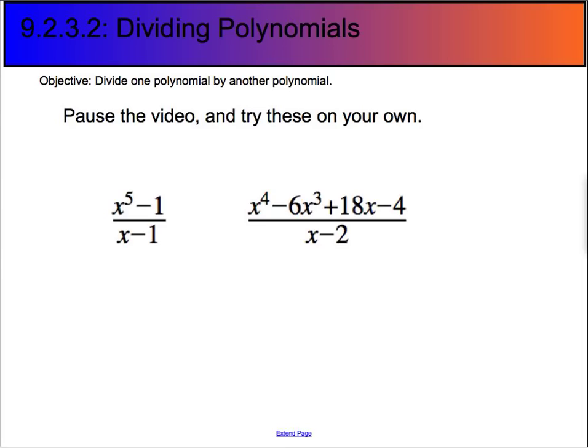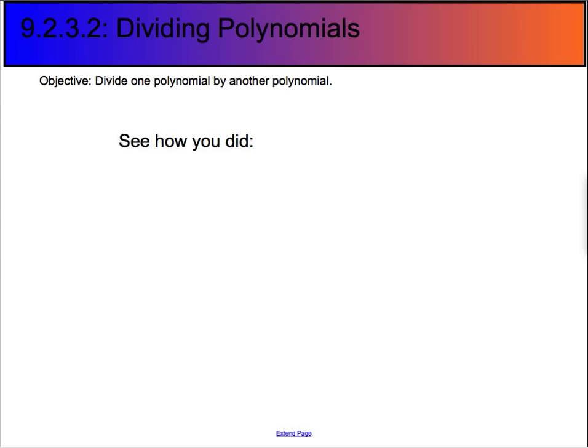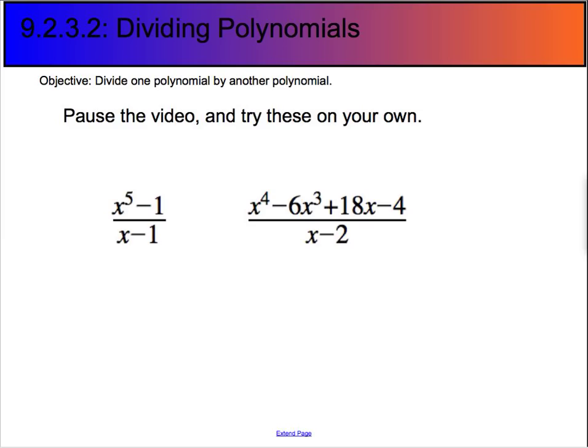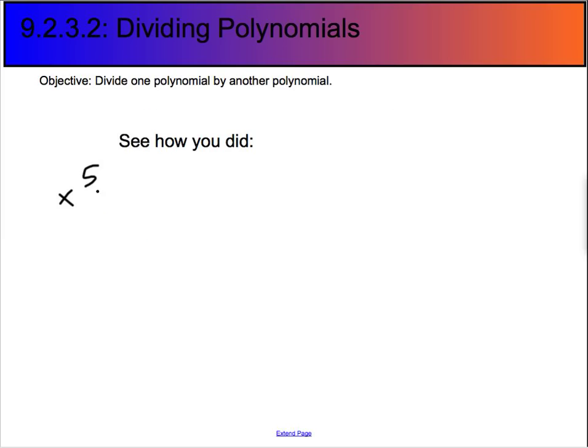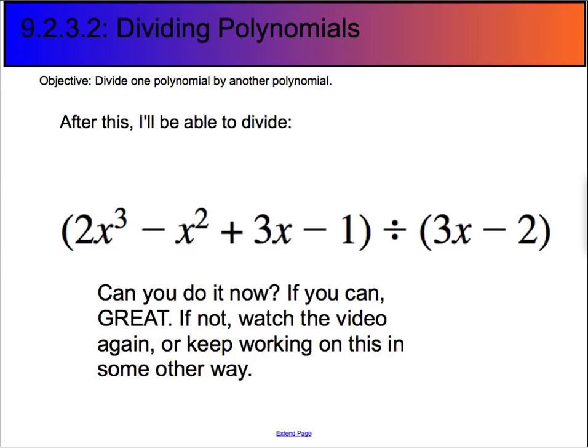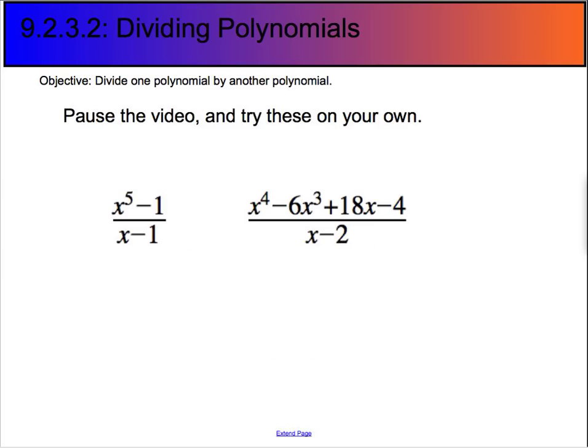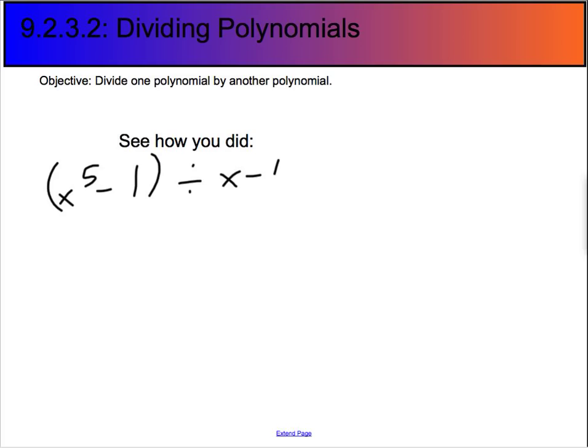Go ahead and pause the video and try these on your own. Let's go ahead and see how you did. I didn't work these ahead of time, so give me a second to make my generic rectangle. But the answer for the first one, x to the 5th minus 1 divided by x minus 1 would be a generic rectangle like this.